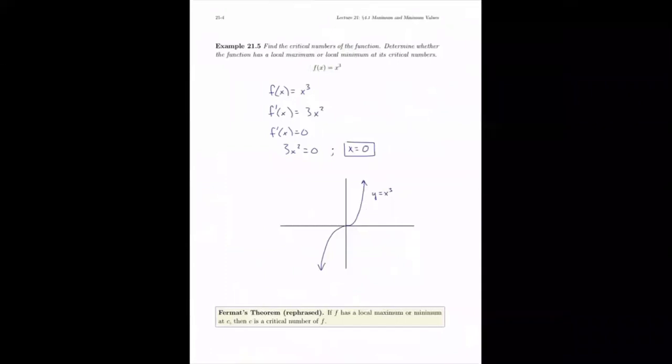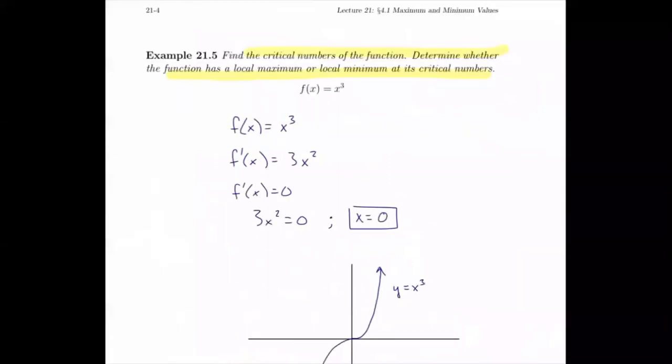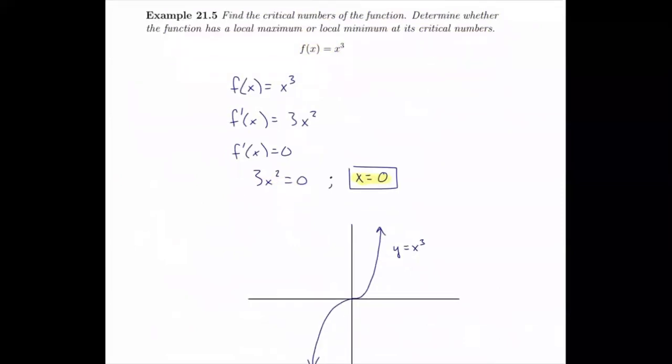Find the critical numbers of the function, and determine whether the function has a local maximum or local minimum at its critical numbers. Here we have f of x equals x cubed. Well, the derivative of x cubed is 3x squared. We set that derivative equal to 0 and solve. So 3x squared equals 0. We divide both sides by 3. We have x squared equals 0. Take the plus or minus square root of both sides and we get x is 0. I think that's pretty obvious, that the solution was x equals 0 all along. x equals 0 is our only critical number.